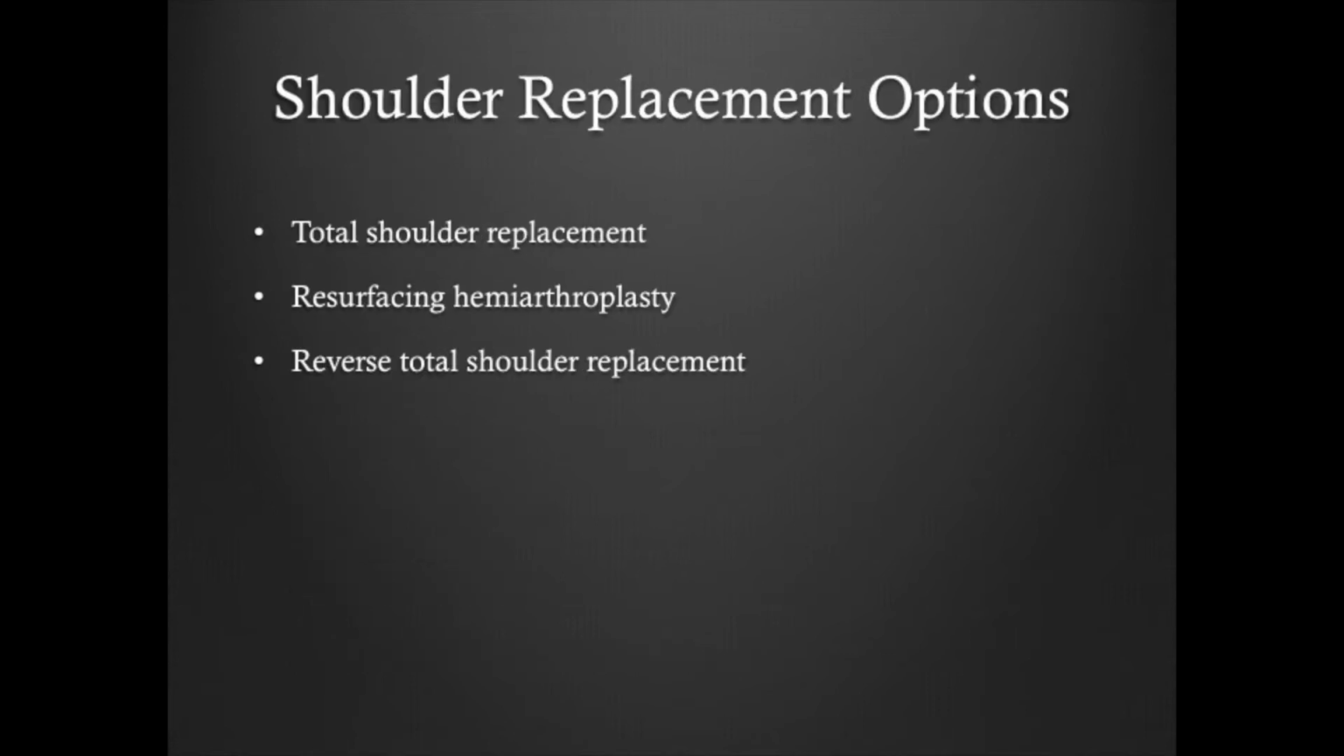In terms of shoulder replacement, there are three options. One is a total shoulder replacement. The second is a resurfacing replacement where only the humeral head is resurfaced. And the third is a reverse total shoulder arthroplasty.